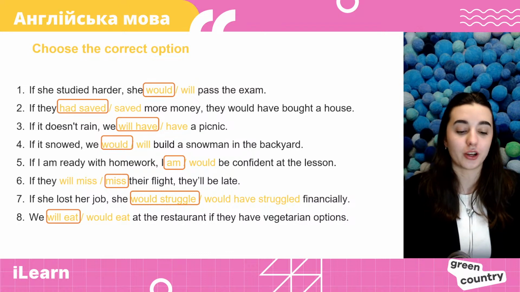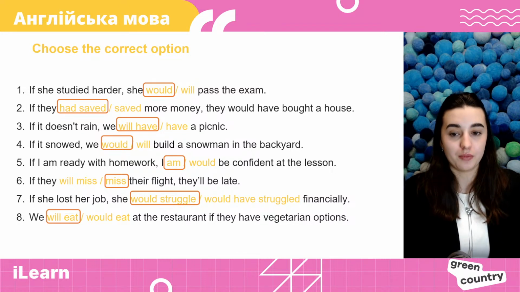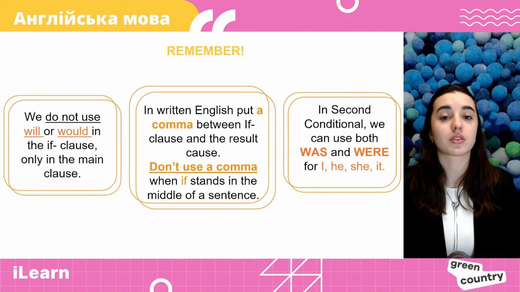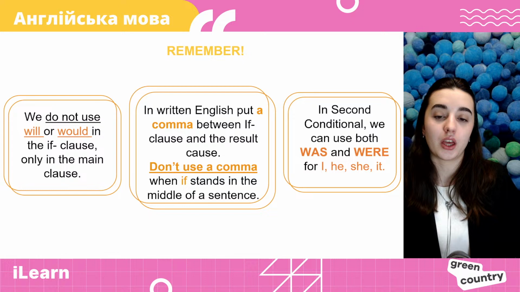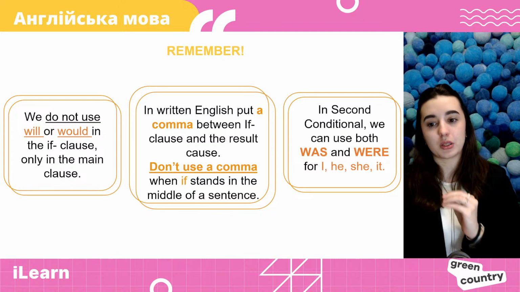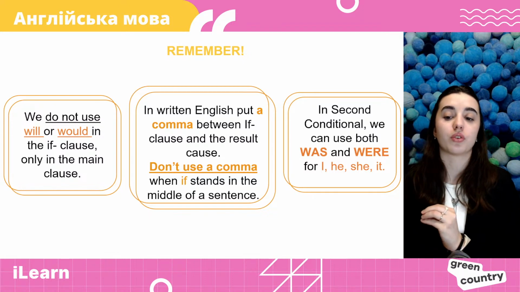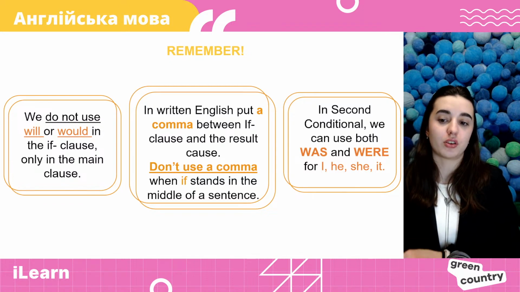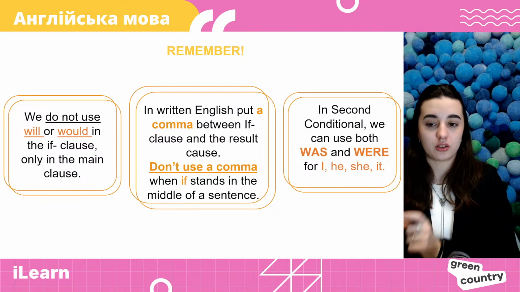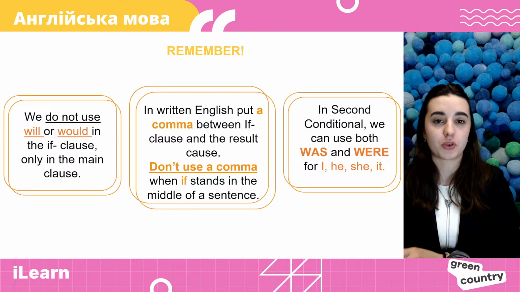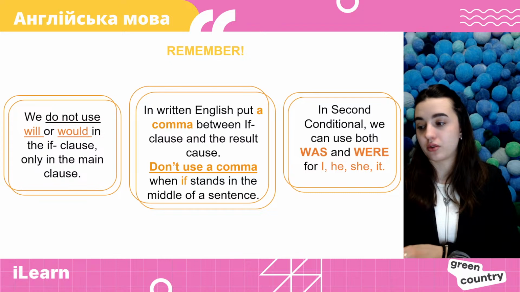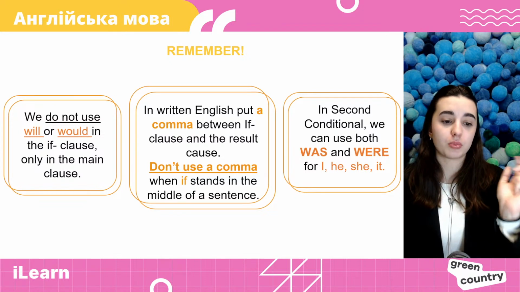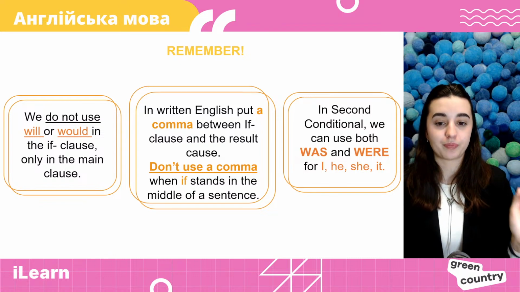Then we are going to move on, and three more rules for you to remember about conditionals. So first of all, please remember that we don't use will or would in the if clause. Ми ніколи не вживаємо ці слова як will або would, коли ми пишемо про умову. Завжди в частині з умовою у нас або present simple, або past simple, або past perfect.